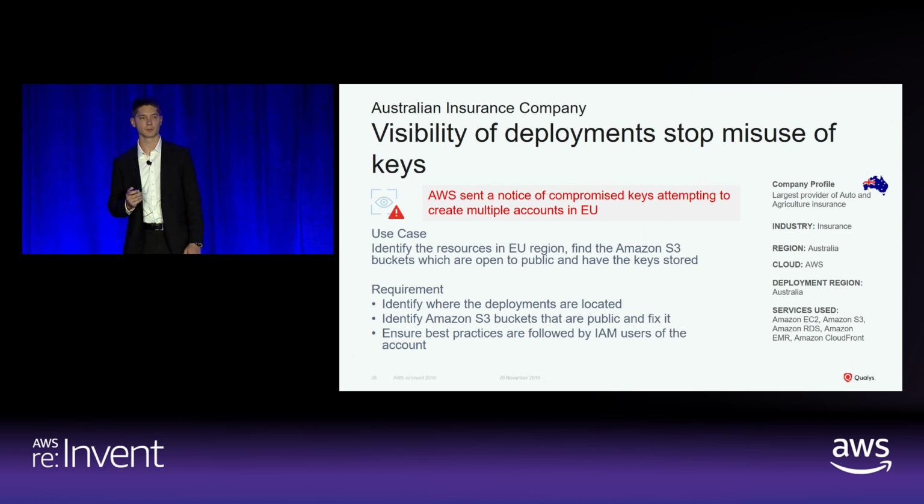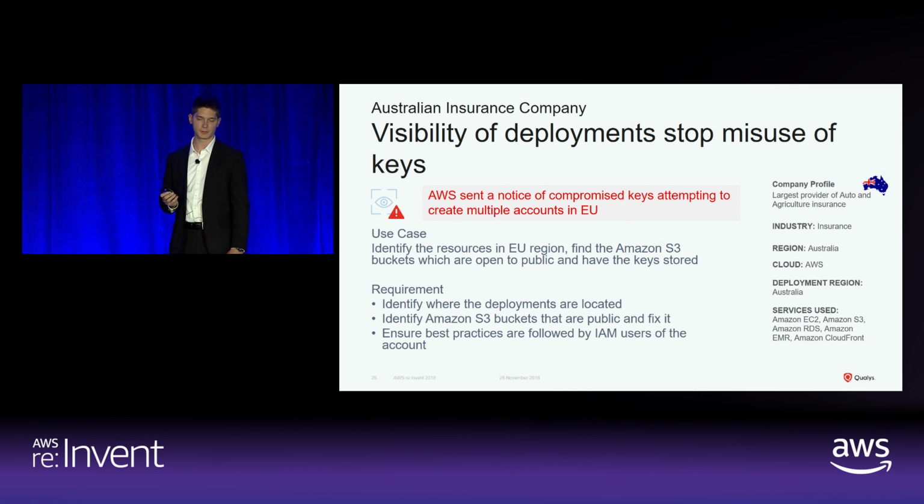We had a customer who's an Australian insurance company. They received an email from AWS one day stating that they had security keys that were being used to attempt to create accounts in an EU region. So they began doing an investigation. They came up with a plan to try and stop this, figure out what happened.